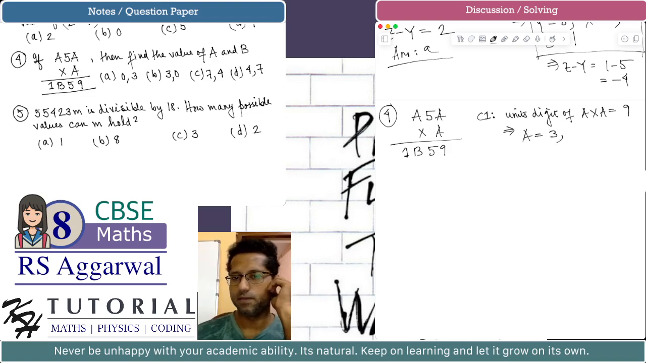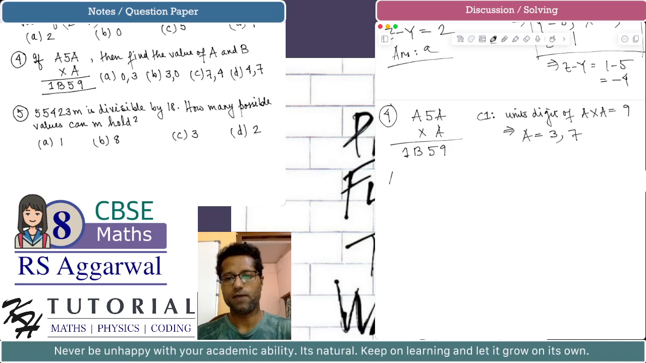What other value can A have? A can also be 7, because 7 times 7 is 49 and the units digit of 49 is 9. So these are the two possible values of A, such that the units digit of A multiplied by A is 9. Okay, so let's see what happens when A is equal to 3.